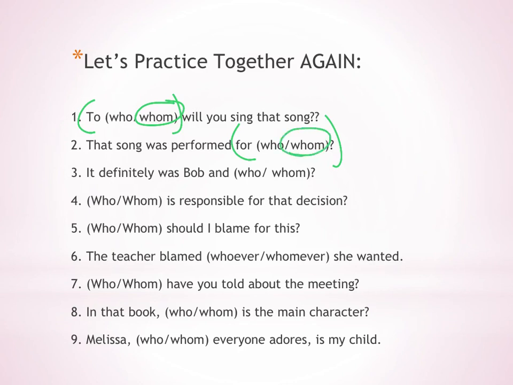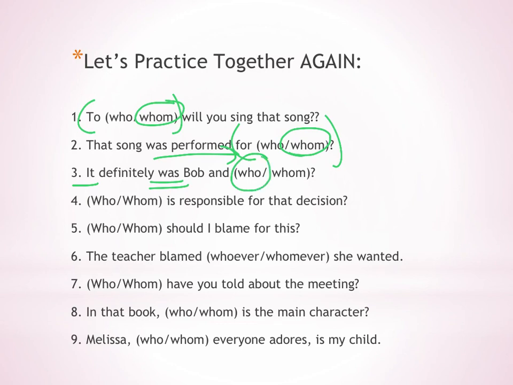It definitely was Bob, and who or whom? Well, we don't have any prepositional phrases in that sentence. My subject is it. My verb is was. Is that a being verb? It sure is. So therefore, the words that come after it must be nominative case. So the correct answer would be who.